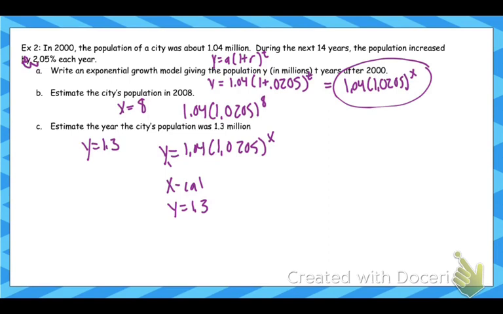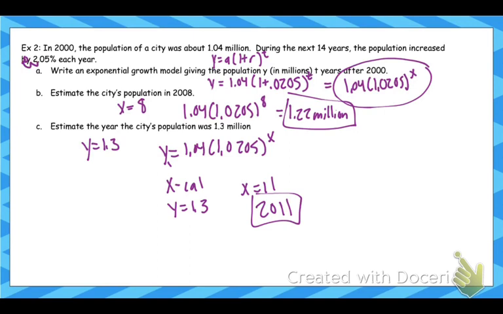All right, so if you did x equals 8, whichever way you did it, you should end up with 1.22 million people. For part C, if you're trying to evaluate this one, you're going to end up with an x value of 11, which means 11 years after the starting point, which was 2000, which would be the year 2011.